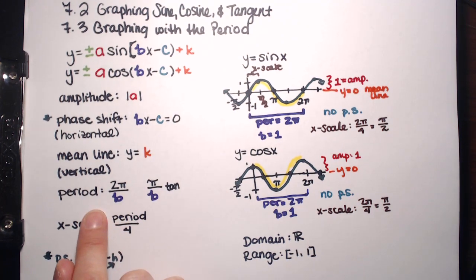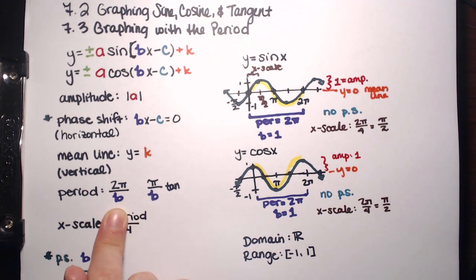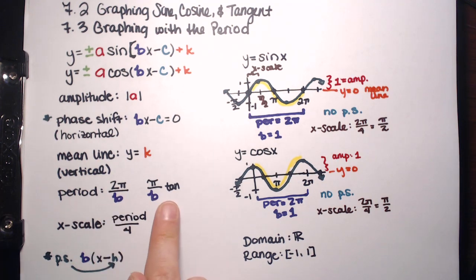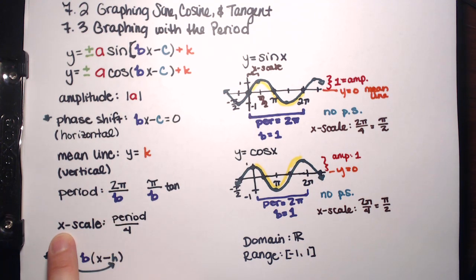And the period, and this is a transformation that you haven't dealt with before, most likely, is always 2 pi divided by b. Unless it's tangent, then it's pi divided by b, but we're going to stick with sine and cosine today. And then a new thing that I haven't talked about before, it might help some of you, is x scale. So this is basically what's the distance between our kind of steps. So you always do period divided by 4.